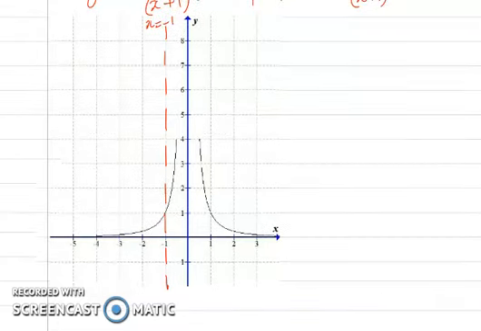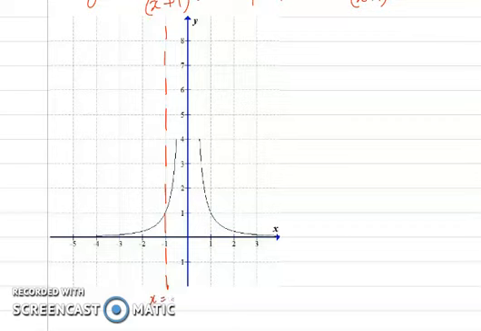Let me reset and write at the bottom. So it would be x is equal to minus 1. That is because right now the vertical asymptote is the y-axis, which is the line x is equal to 0. If I move the entire graph 1 unit to the left, the new vertical asymptote is going to be the line x is equal to minus 1.